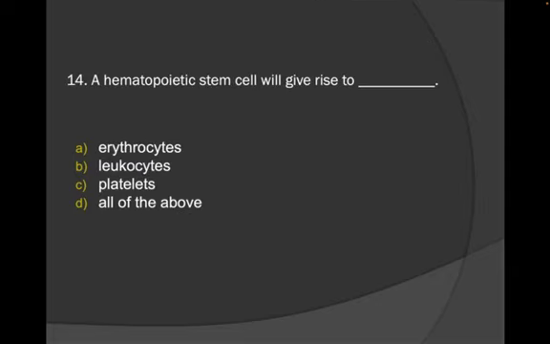Okay. A hematopoietic stem cell gives rise to which of these cells? All of the above. Hematopoietic stem cells actually give rise to erythrocytes, leukocytes and platelets. They have their own pathways, but the actual stem cell is the hematopoietic stem cell.